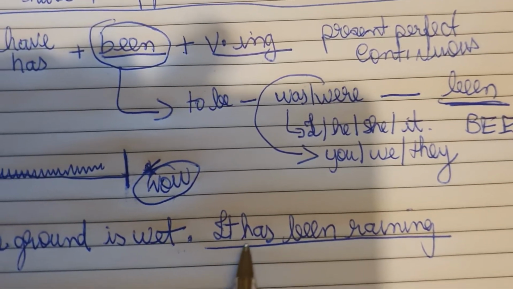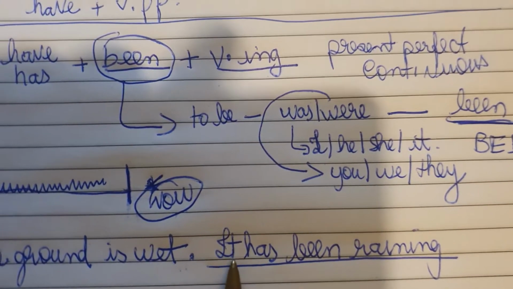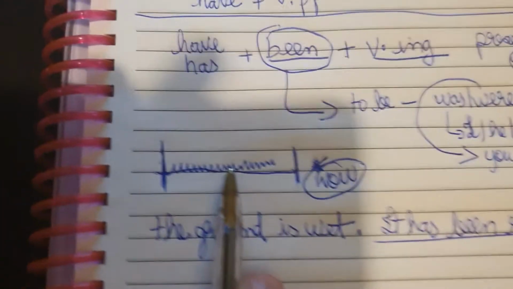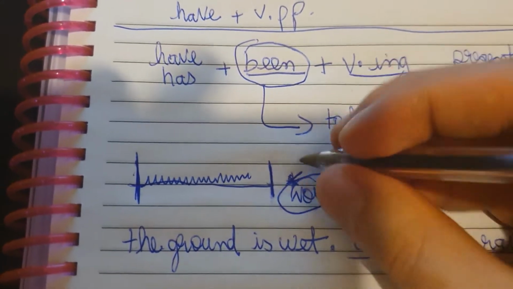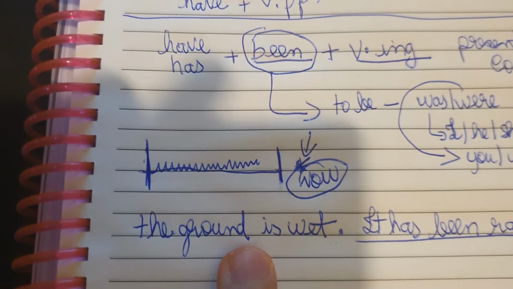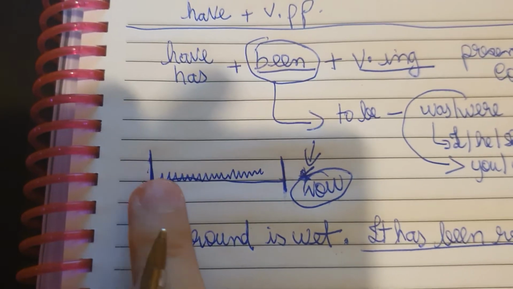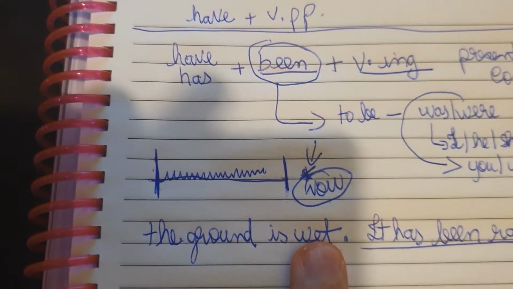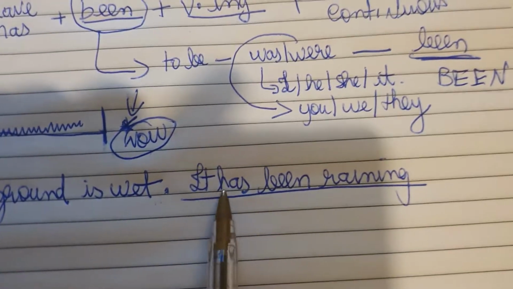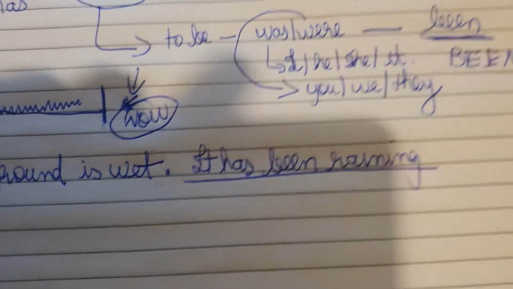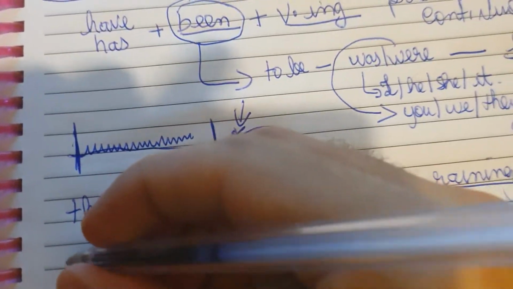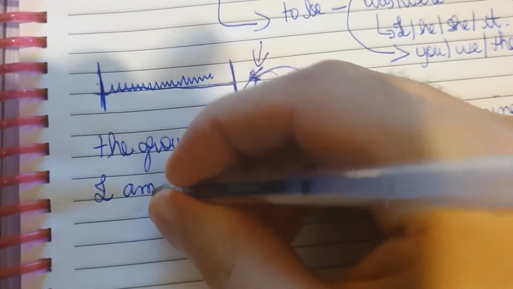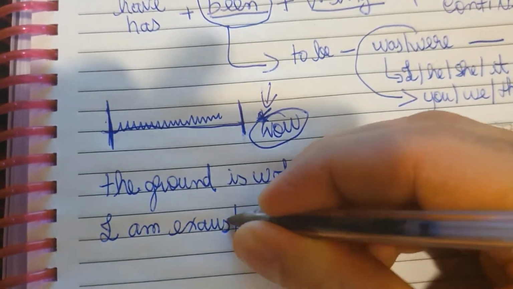It was a continuous action that happened throughout the time until recently. Now you open the window and see the ground wet, right? So it was raining in the past, it stopped raining, and now you see the ground wet. So in such situations, you use the present perfect continuous. Let's see another example. I am exhausted today.